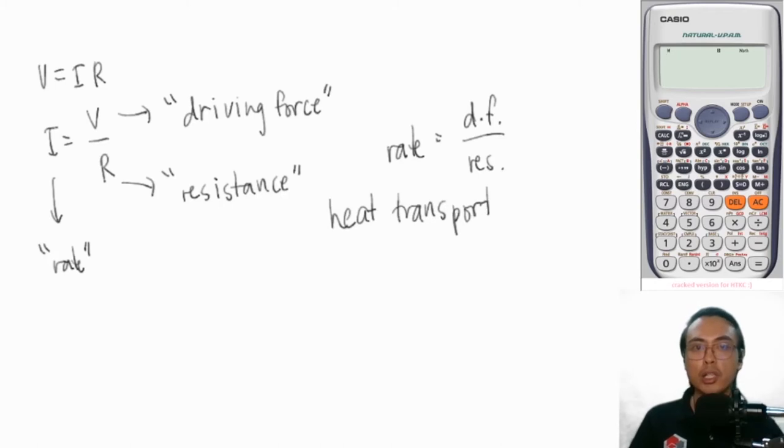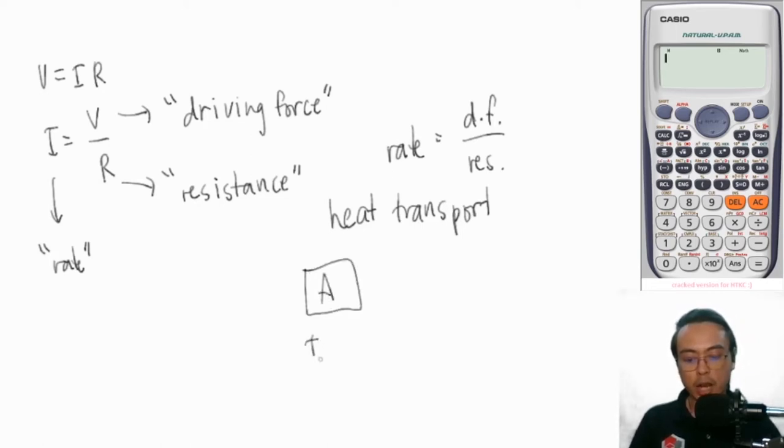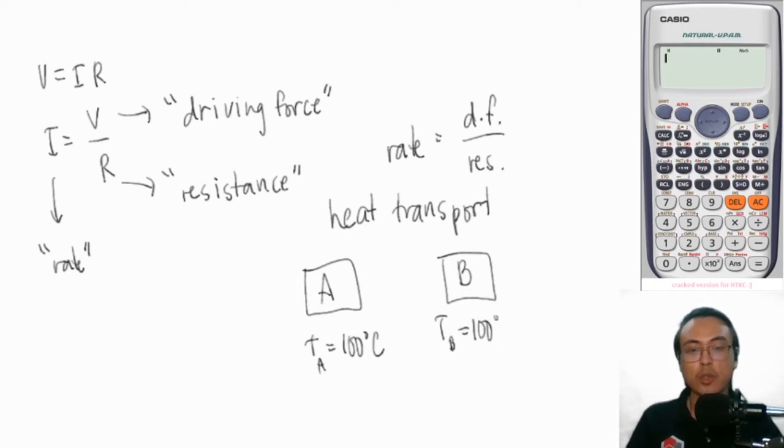From your studies in thermodynamics, you know that the spontaneous transfer of energy occurs from a body of high temperature to a body of low temperature. So if you don't have a difference in temperature, there will be no heat transfer. Let's say, for example, that you have two bodies, body A, which is at a temperature of 100 degrees Celsius, and body B, which is also at a temperature of 100 degrees Celsius.